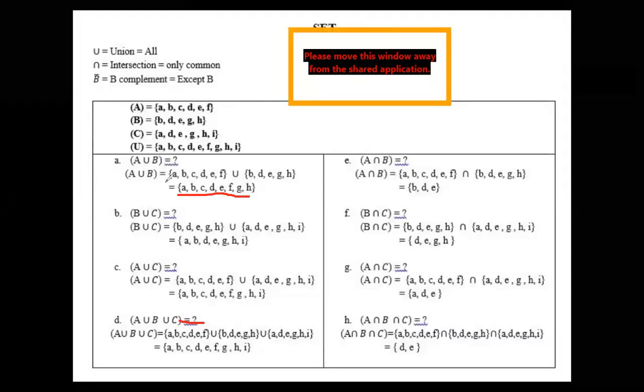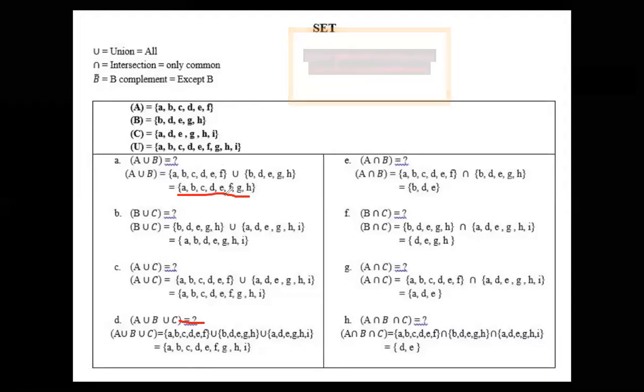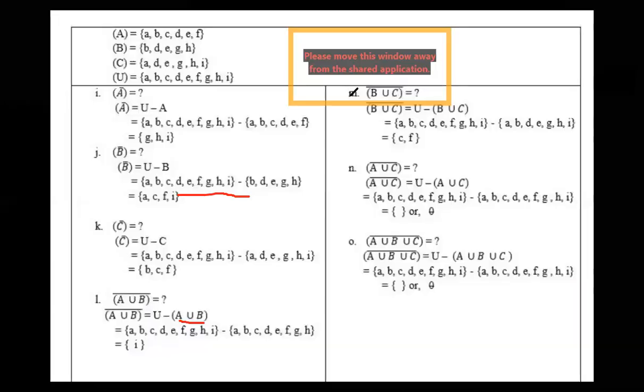We can find the value of A union B now. So A union B means A, B, C, D, E, F, G, H. Union means all. We have found it, isn't it? Okay, the same value, let us put it in that question. Let us go to the next slide.